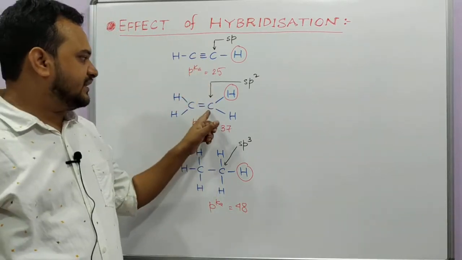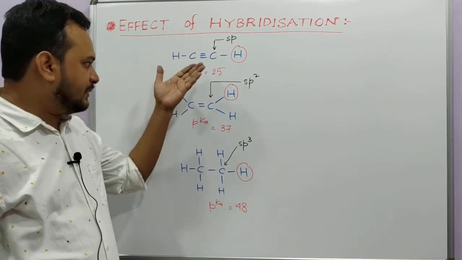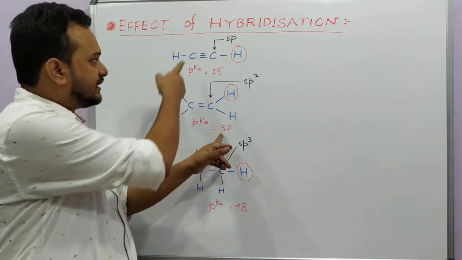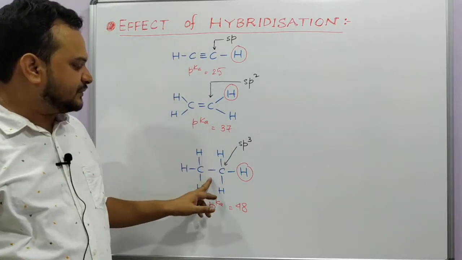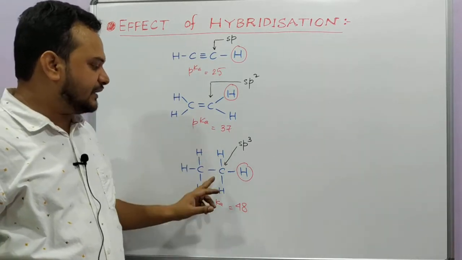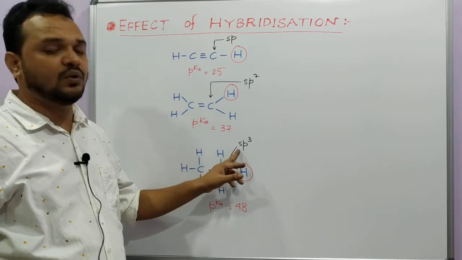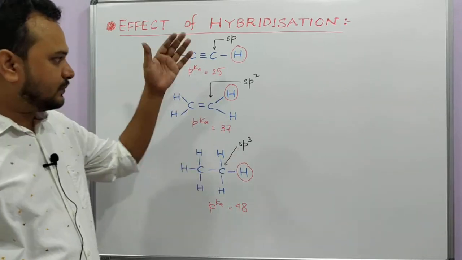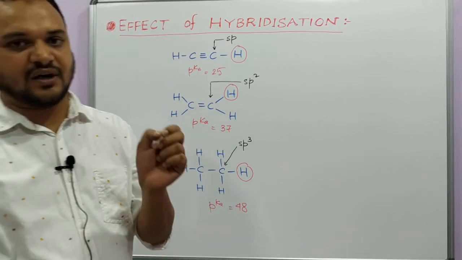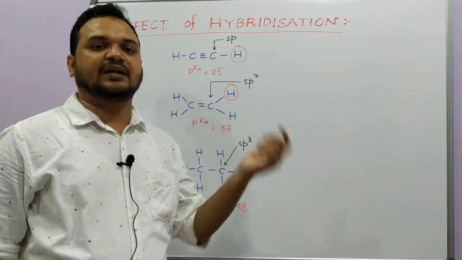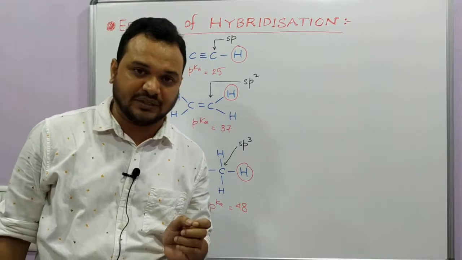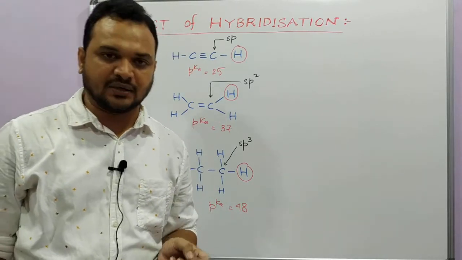Then comes ethylene, it is sp2 hybridized, a little bit less, so it is pKa 37, a little bit weaker acid compared to acetylene. And then comes ethane, see pKa 48, so a very weak acid because the percentage S character is only 25% here. So from these 2 examples, it is clear that the hybridization of the alpha carbon, meaning the carbon attached to the carboxyl carbon, is very important. Hybridization can affect the strength of the acid as far as organic molecules are concerned.